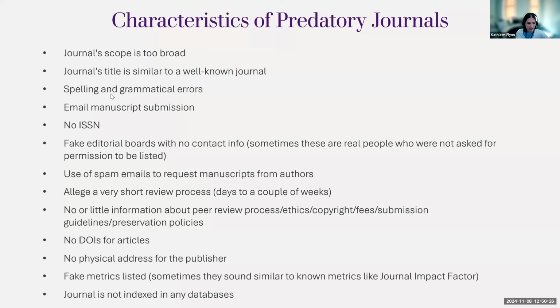A lot of times spelling and grammatical errors are common. A big thing is they won't have an online submission portal. They'll just say, email me the manuscript. A lot of times they won't have an ISSN, that unique identifier for a journal. The editorial board will either be fake, so fake people with no contact info, no affiliations. Sometimes they are real people, but they didn't ask for permission to include them.